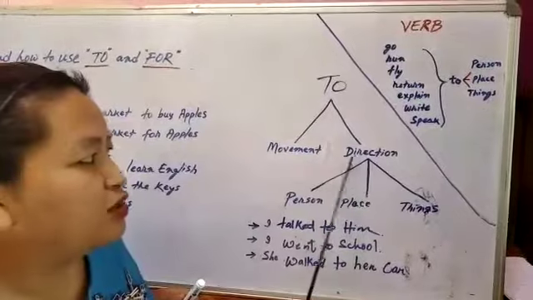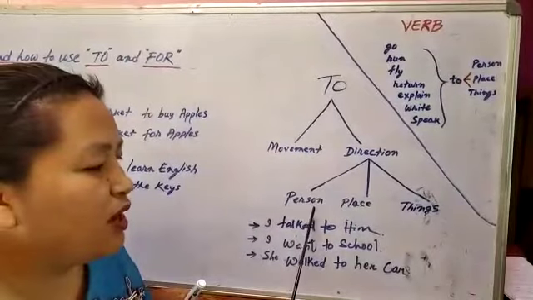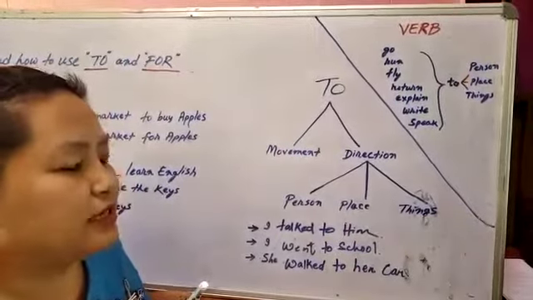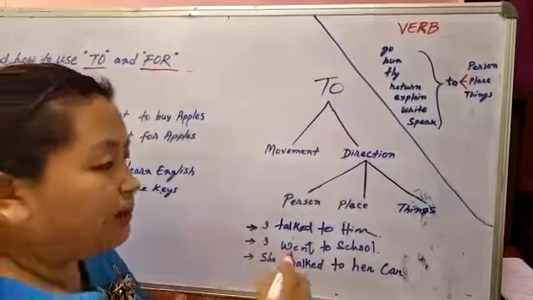Okay, so direction and movement can be also in three: person, place, things. Let's first see the example of person.